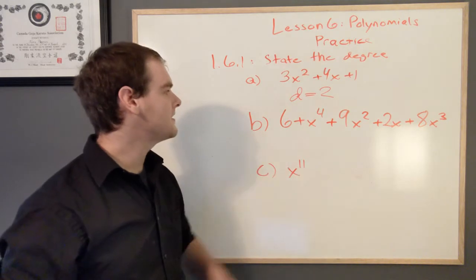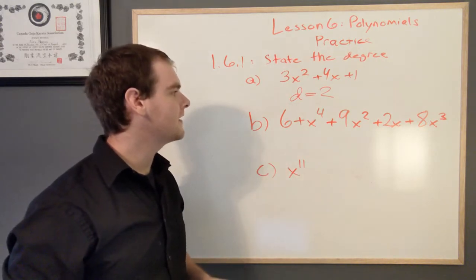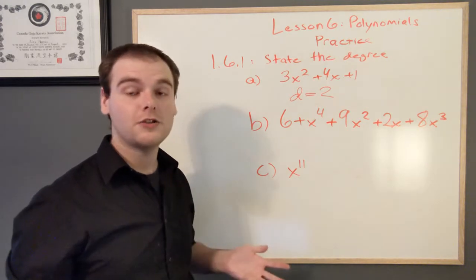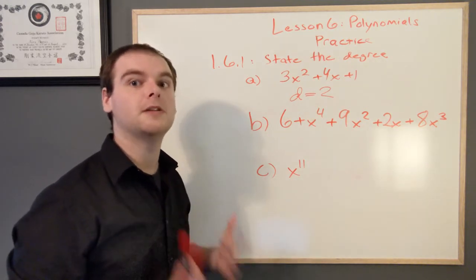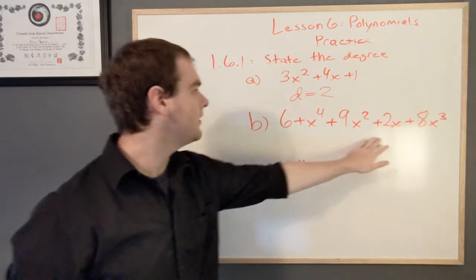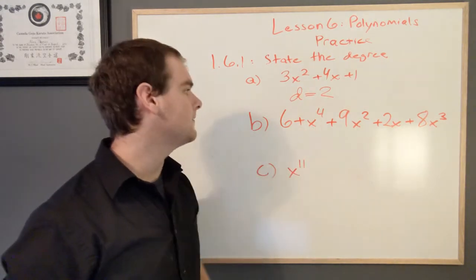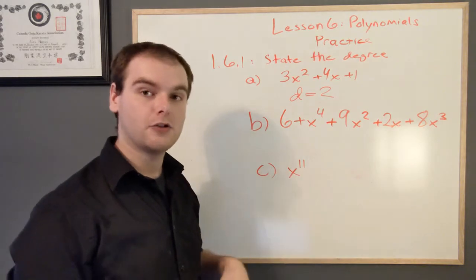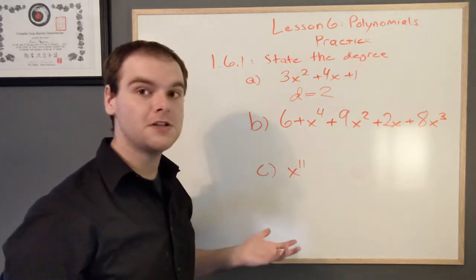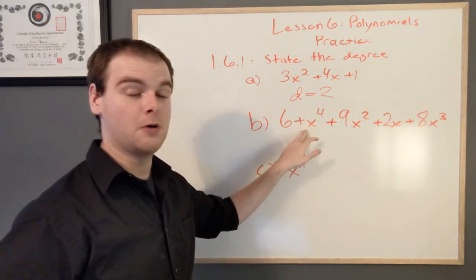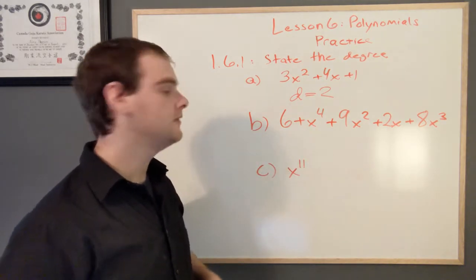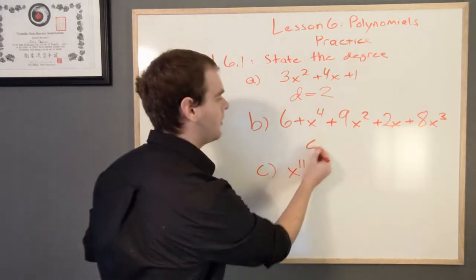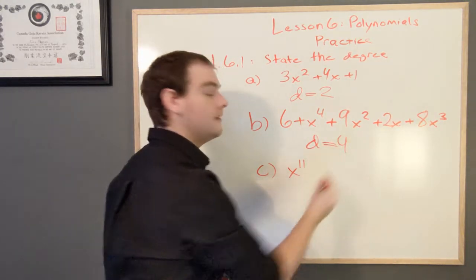In part B, I have 6 plus x^4 plus 9x squared plus 2x plus 8x cubed. A lot of terms here, but remember we're only caring about the largest exponent. So if we look here, our largest exponent is x to the 4, and there's no other x to the 4, so we don't have to worry about collecting like terms to see if the coefficient is 0, and this coefficient here is already not 0. This is a 1. So the degree of this polynomial is 4.